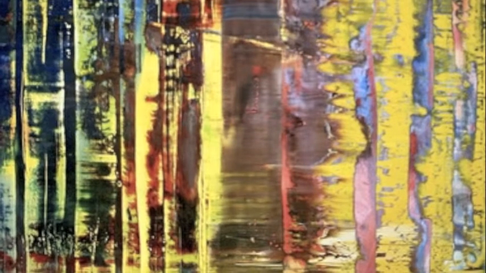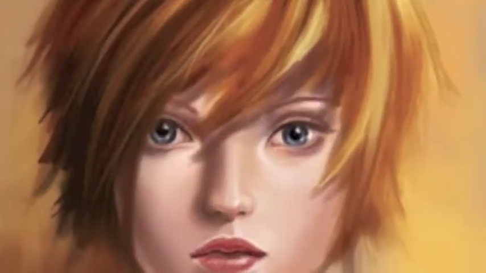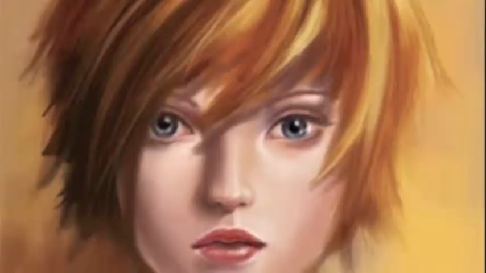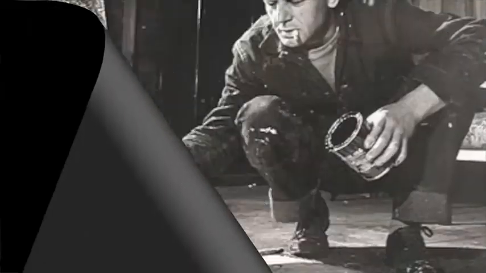There are many forms of painting, but the most well-known are abstracts, landscape, and portraits. Paintings can be painted with anything that is wet. Traditionally, paintings were of nature or portraits. Over the years, paintings have evolved to be splatters of paint or even soup cans.